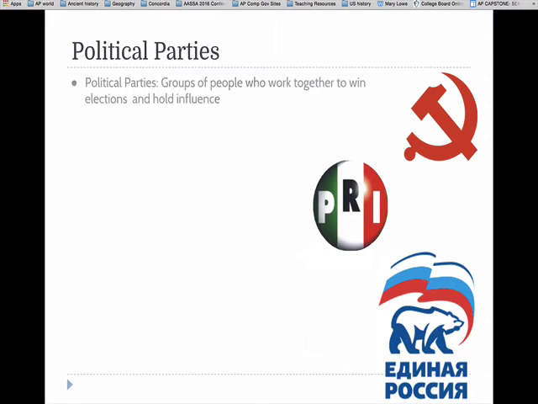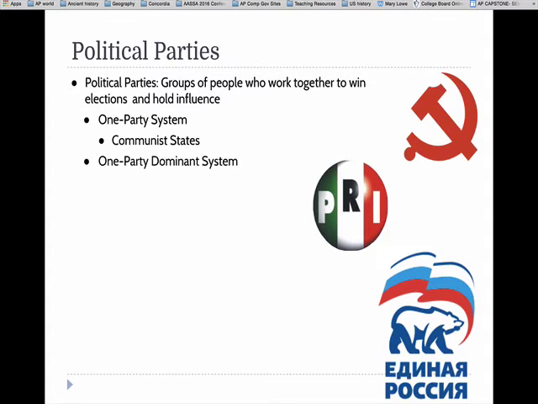So political parties. Political parties are groups of people who work together to win elections and hold influence within the government. There's different types of systems. There's one-party systems, and this is most familiar in the modern world with communist states. For instance, China is a one-party system. All other political parties are outlawed within China. There's nothing else allowed. There's no competition within the government that's allowed.